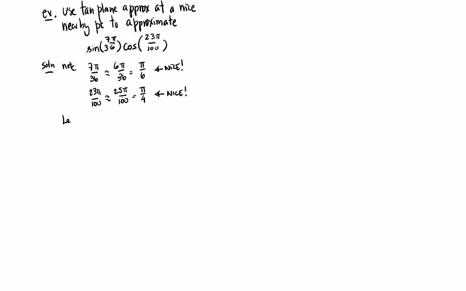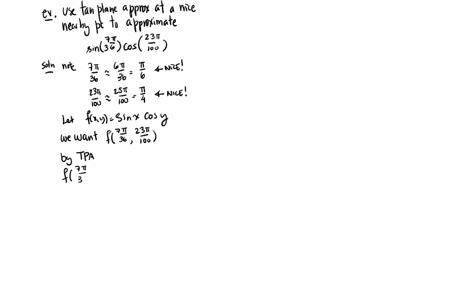So what we'll do is we're going to define a function, f of x y, to be sine of x cosine of y. And then what we're trying to find is f of 7 pi over 36, 23 pi over 100. That's the goal. Now, by the tangent plane approximation, that thing that we're looking for, let me write it out.